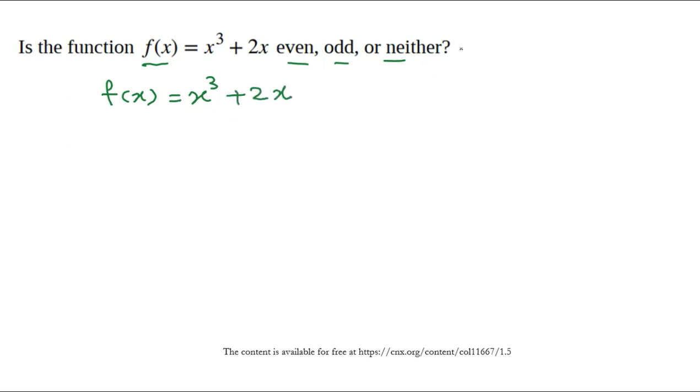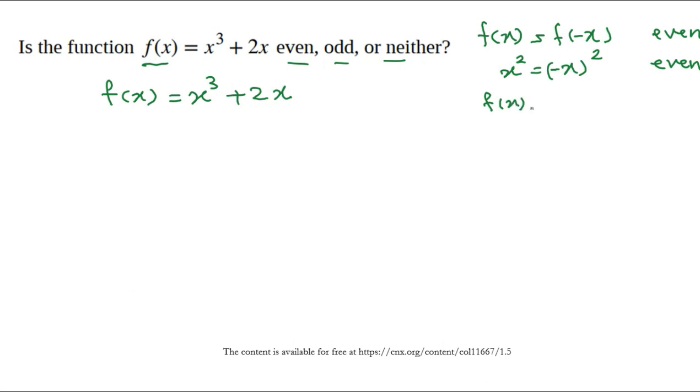We say that if f of x is equal to f of negative x, then it's even. For example, x squared is equal to negative x squared, so it's even. And we said if f of x is equal to negative f of negative x, then it's odd. For example, x to the third is equal to negative negative x to the third, so it's odd.